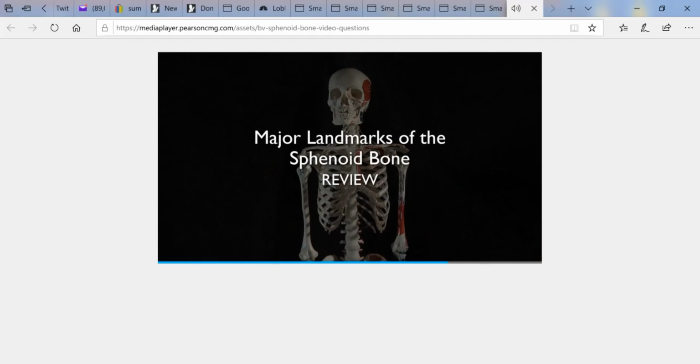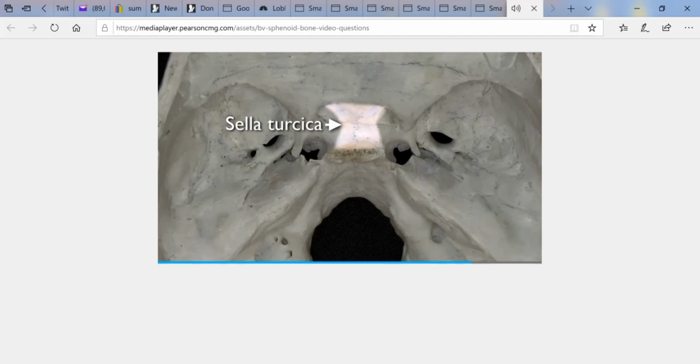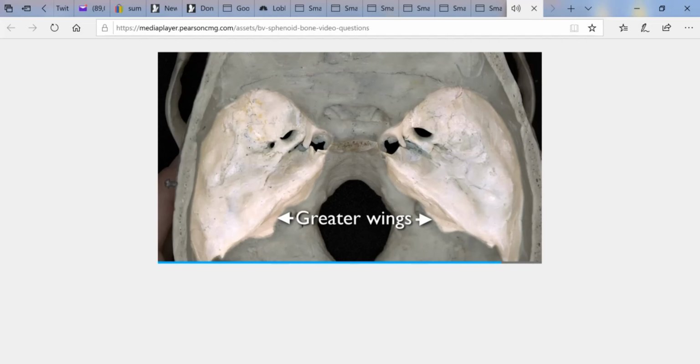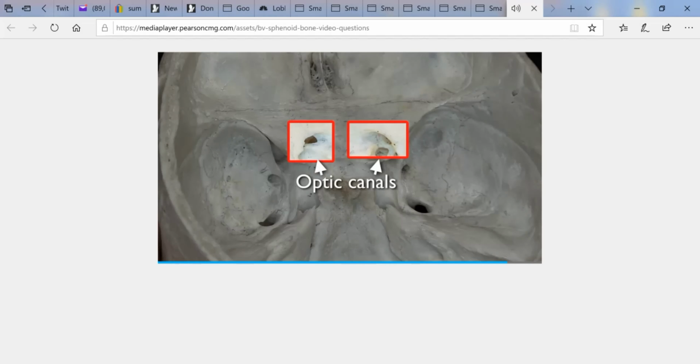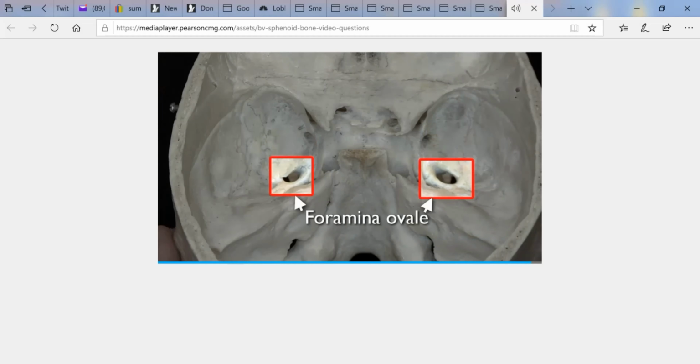Let's finish by reviewing the major landmarks of the sphenoid bone. Sphenoid bone. Sella turcica. Hypophyseal fossa. Lesser wings. Greater wings. Optic canals. Foramina rotundum. Foramina ovale.